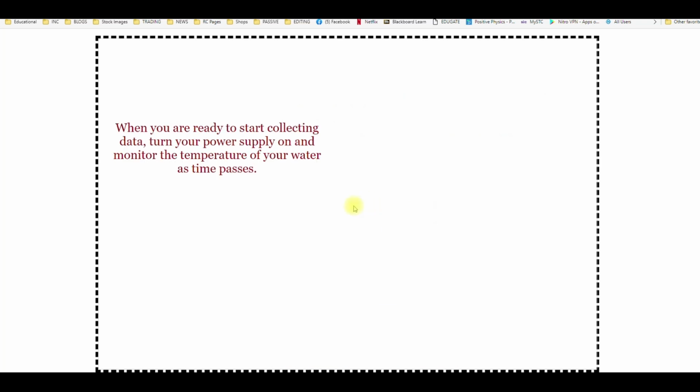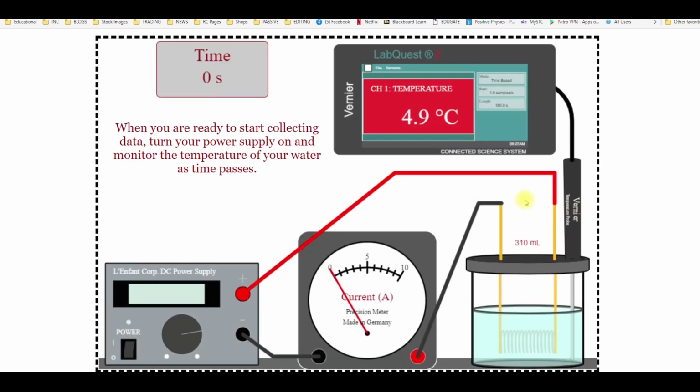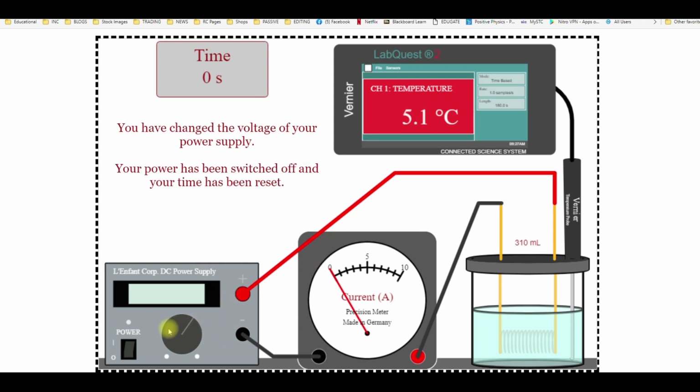So just click begin, and in the simulation you can set two values. Number one, set the voltage from your power supply by clicking this circle. And number two, set the amount of water or the mass of water. Because the density of water is 1 gram per cubic centimeter, whatever the volume is here is the same as the mass of the water.